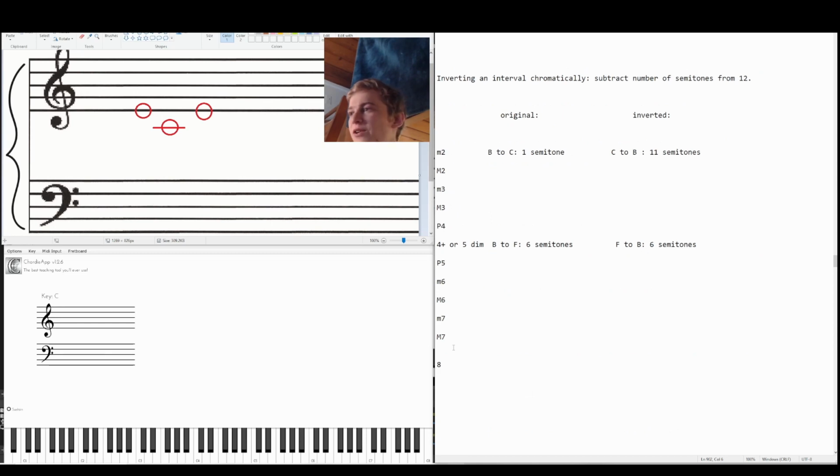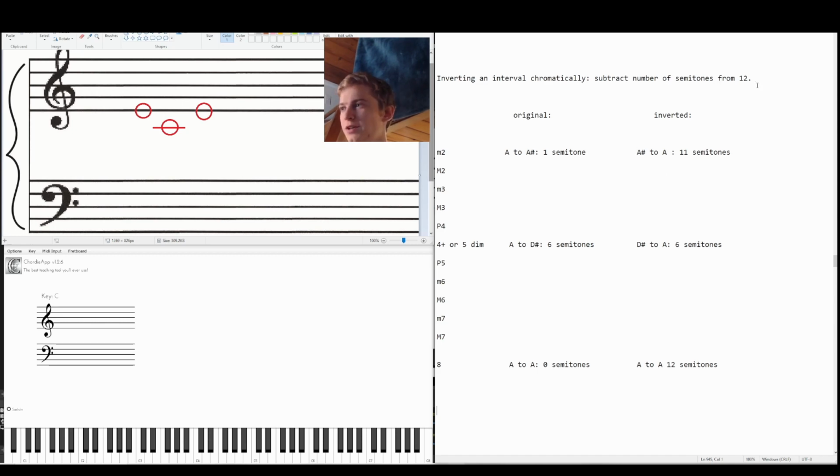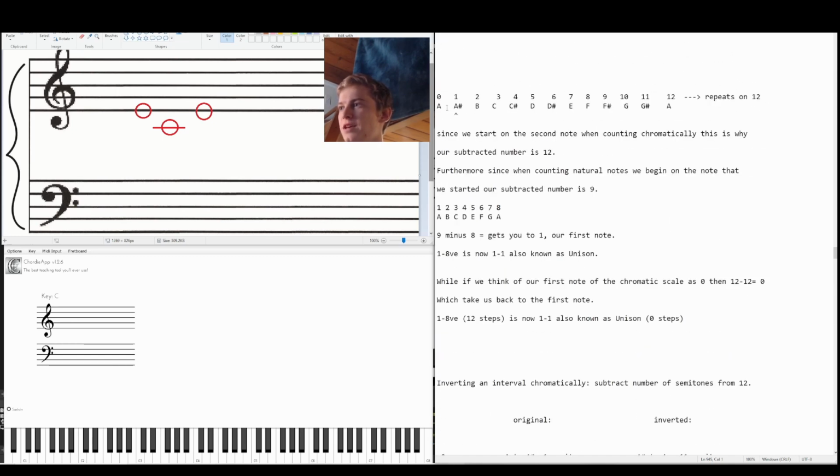So next, I'm going to be talking about inverting an interval chromatically, and this is by subtracting the number of semitones from 12. Okay, so to invert an interval chromatically, we subtract the number of semitones from 12. Like I was kind of just showing you earlier. So if we take A to A sharp, we have 1 semitone. So let's look at that. A to A sharp, 1 semitone. But if we invert that, now we're going to have A sharp to A. Okay, going up to there. So if we count up from there, we have 12 minus 1, we have those 11 steps. You can count it if you want.